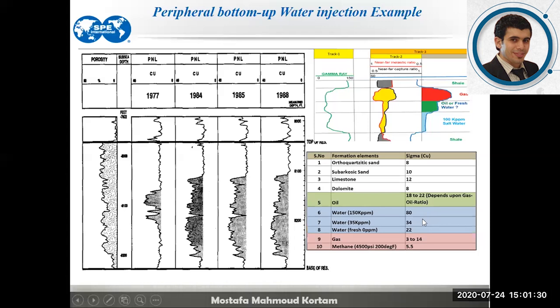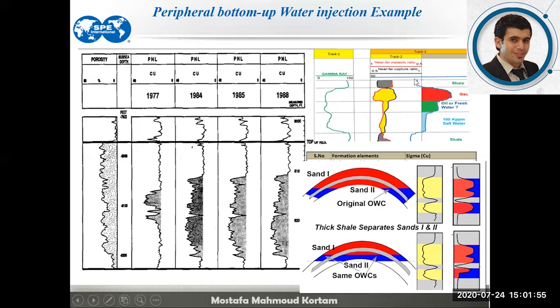So the sigma is a tool that can work within a higher salinity environment, and is being expressed by plotting the curve and the log in a reverse direction. Once you plot it in the reverse direction, the low sigma shows a hydrocarbon, and the higher sigma shows the presence of water.